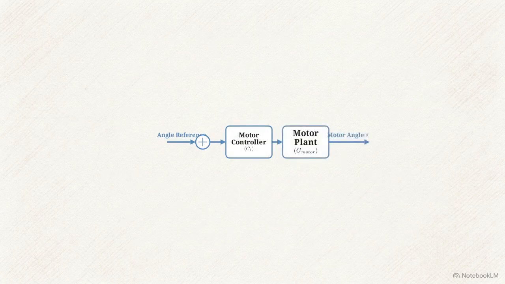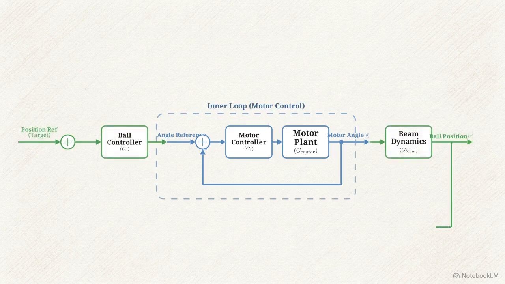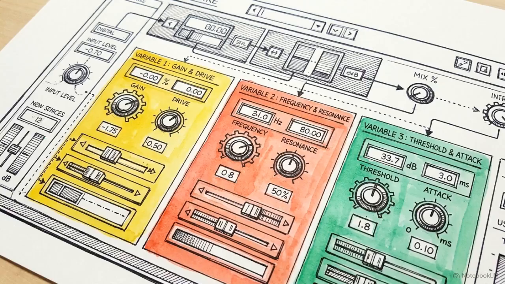The solution is a cascaded control architecture, splitting the task between two distinct loops. This diagram shows the inner loop, which is tasked exclusively with controlling the motor's gear angle. Wrapping around it is the outer loop, which relies on that stabilized inner motor to dictate the ball's final position along the beam. With the architecture set, we apply specific PID tuning parameters to the Simulink blocks.